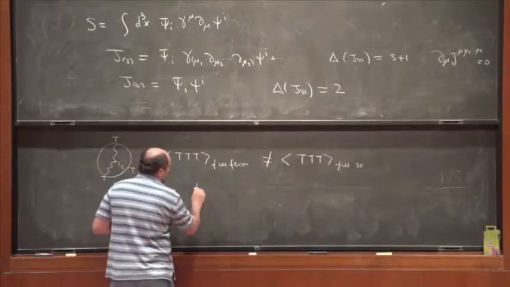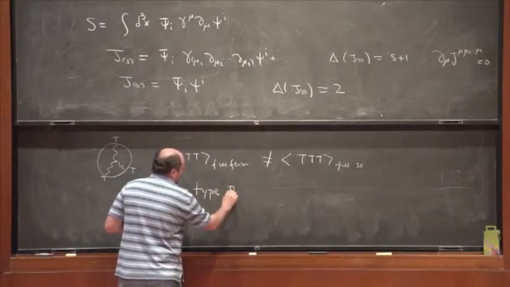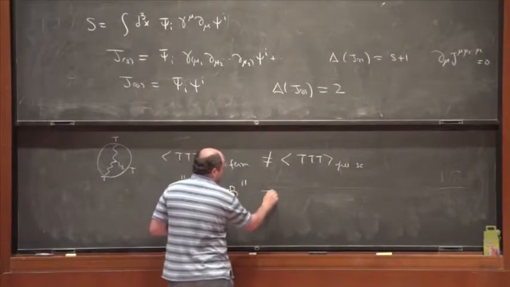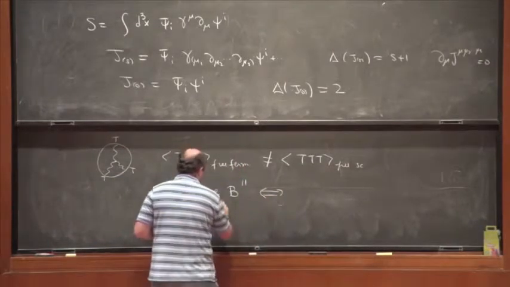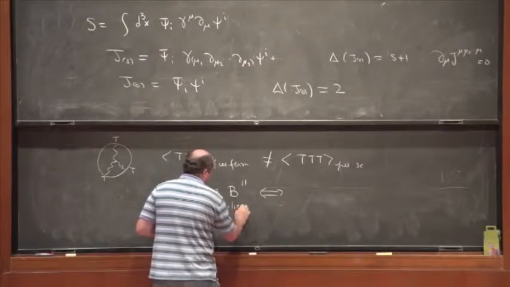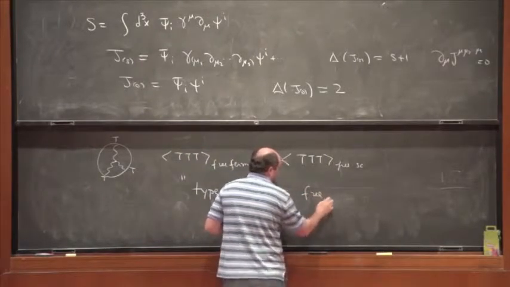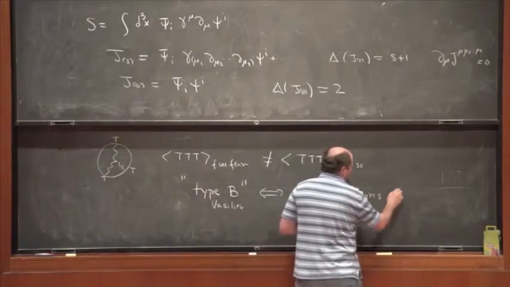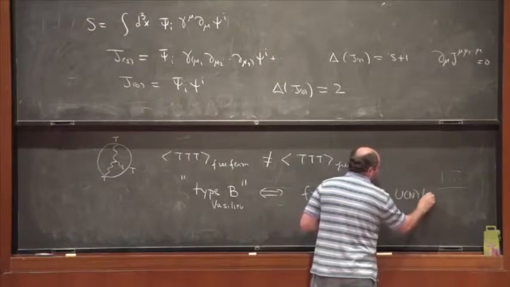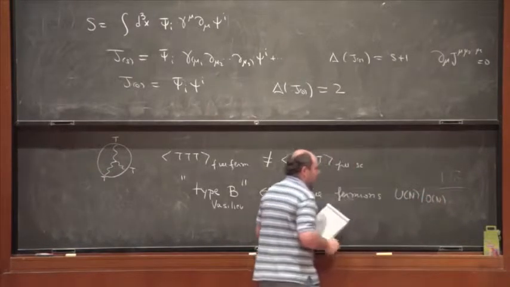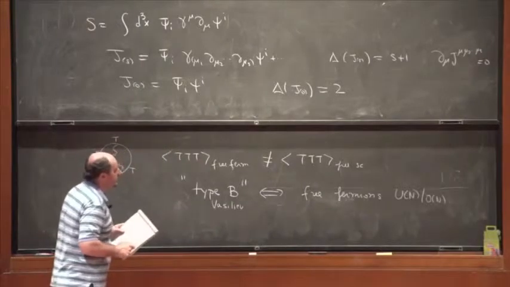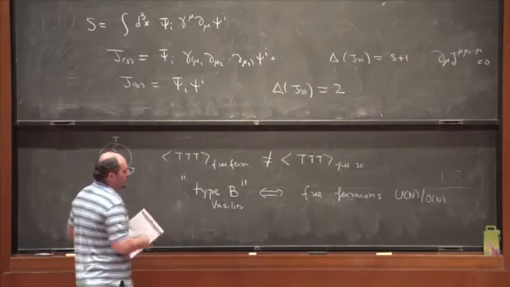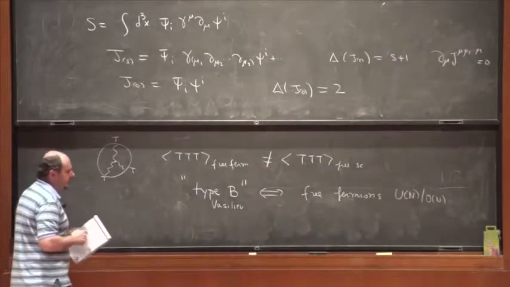So indeed, I will define later today what this type B theory is. This is supposed to be dual to type B Vasiliev theory, dual to free fermions, U(N) or O(N), depending on whether you consider Dirac or Majorana fermions. And the one I discussed yesterday is the type A, dual to free or critical scalars.